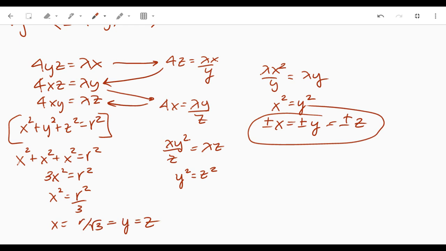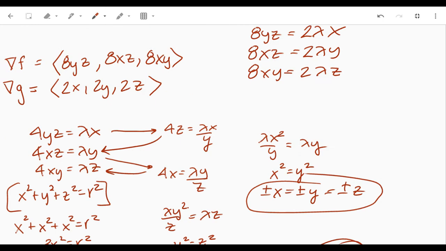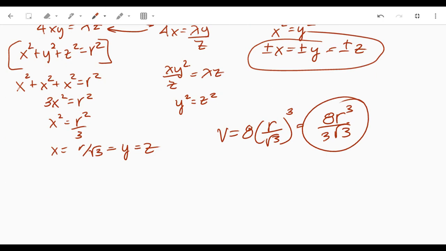So the volume is 8 times r over the square root of 3, cubed, which is 8 r cubed over 3 root 3, which is what we found the other day. All right, so there's a bunch of examples for you. This is not an easy section, so definitely do your best with it. And like I said, practice additional examples if you feel like you need them, and we will go over them in class too.